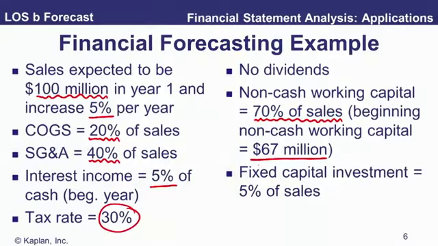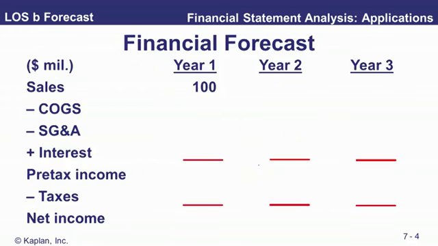Current liabilities, we exclude short-term debt instruments, interest-bearing debt instruments, and dividends payable, because those are elements of cash flow from financing. So what we really want is the working capital that affects our cash flow from operations. Then we're saying fixed capital investment, so our CapEx is a function of sales. It's going to be 5% of sales. So let's start our little example off here.